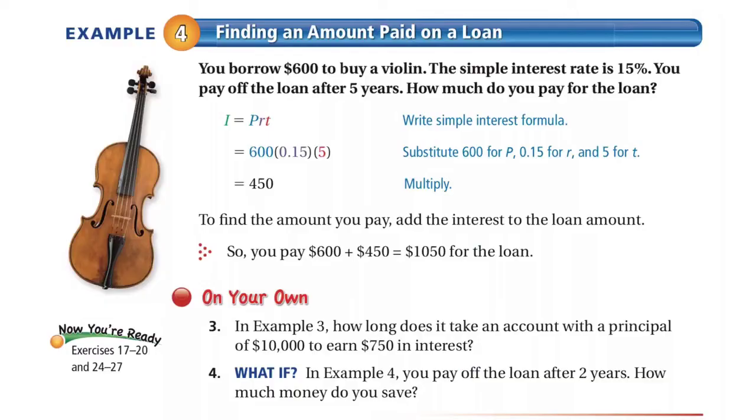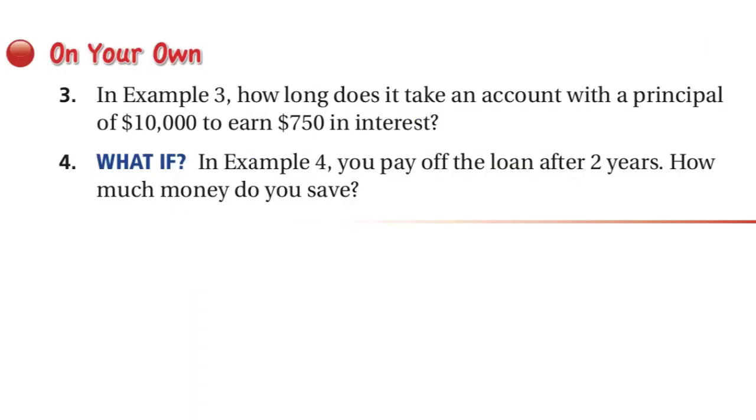Now here are some for you to do on your own. Here are the problems you're doing on your own. For number 3, you have to go back to example 3 and put this information in instead. And for number 4, it says, what happens for example 4 if you paid off the loan in just 2 years and not the 5 years? Well, we already found out in 5 years it was going to cost us, I think, $1,050. How much would it cost us in 2 years? Subtract the two to see how much money you'd save by paying it off faster.